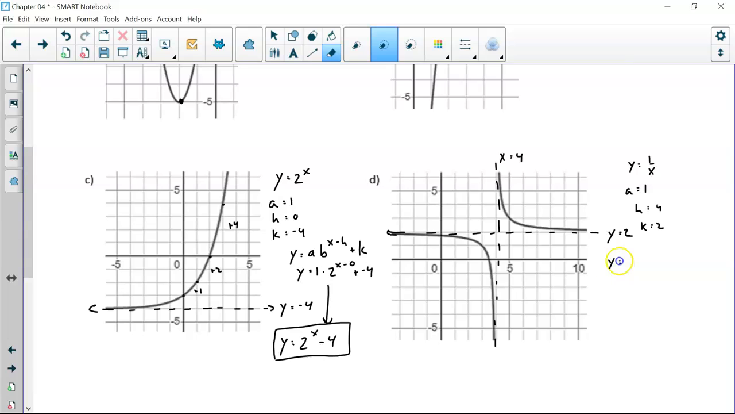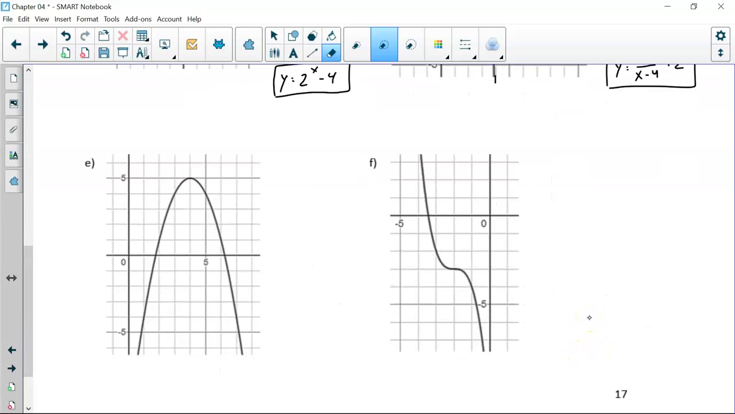So the function y equals a times the quantity of 1 over x minus h plus k. So we're filling in our values. So y equals 1 times 1 over x minus 4 plus 2. So we could write that as y equals 1 over the quantity of x minus 4 plus 2. This is really just an exercise in seeing how the graph moves on the coordinate plane.